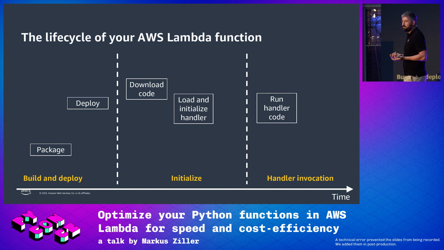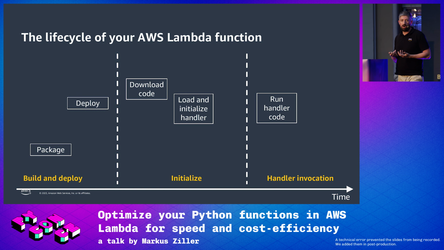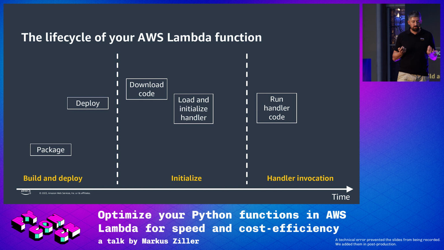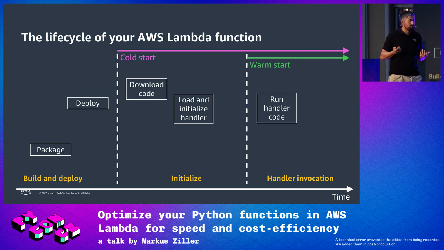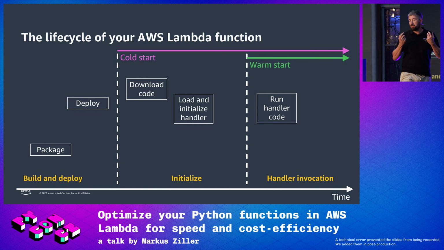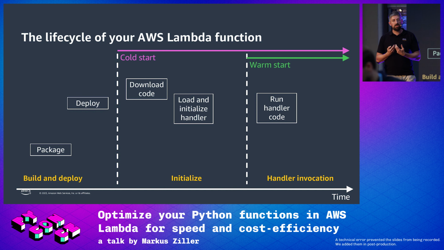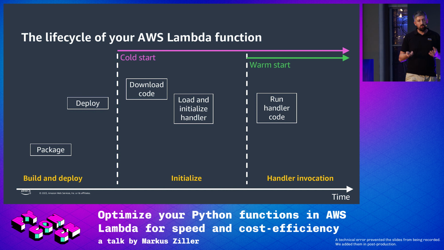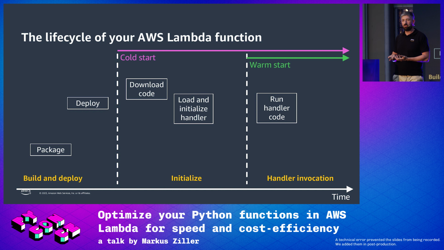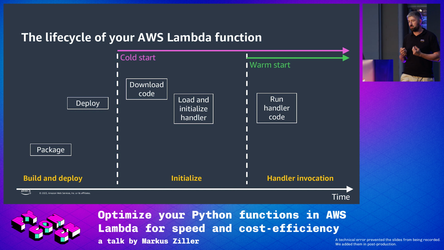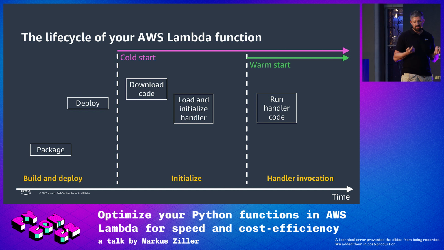So there are three phases in the lifecycle. One is build and deploy. That is pretty straightforward. For Python, that means running your pip install, just bundling your dependencies, all the code, putting it in a zip file, and then uploading it, providing it to the service so it can be used by the service. The next stage is the initialization.